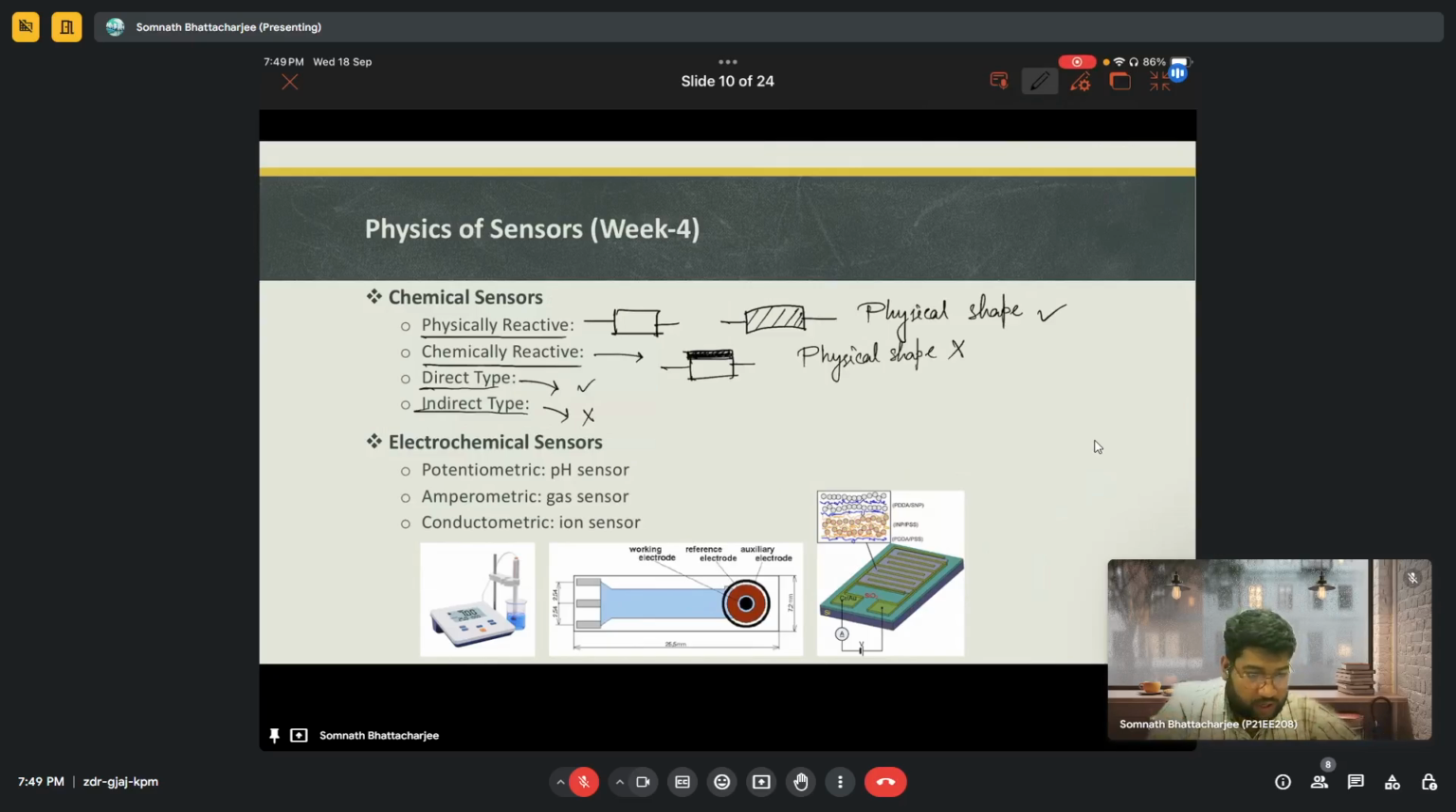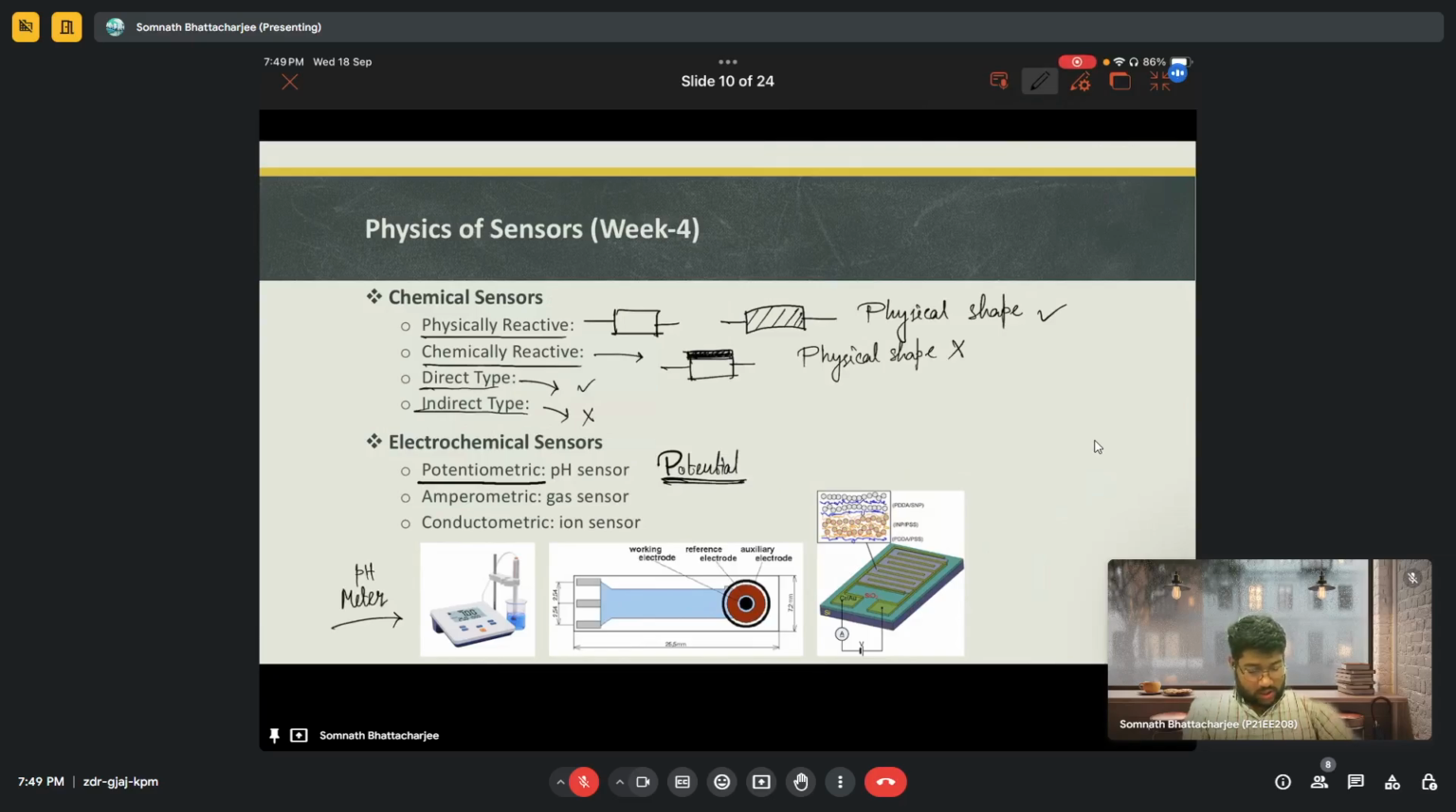Now we move on to the electrochemical sensors. What are electrochemical sensors? Based on the principle they work on, there are several kinds. The first one is the potentiometric sensor, which is based on the change in potential of a sensor. The most common potentiometric sensors are pH meters. Here it is, a pH meter.